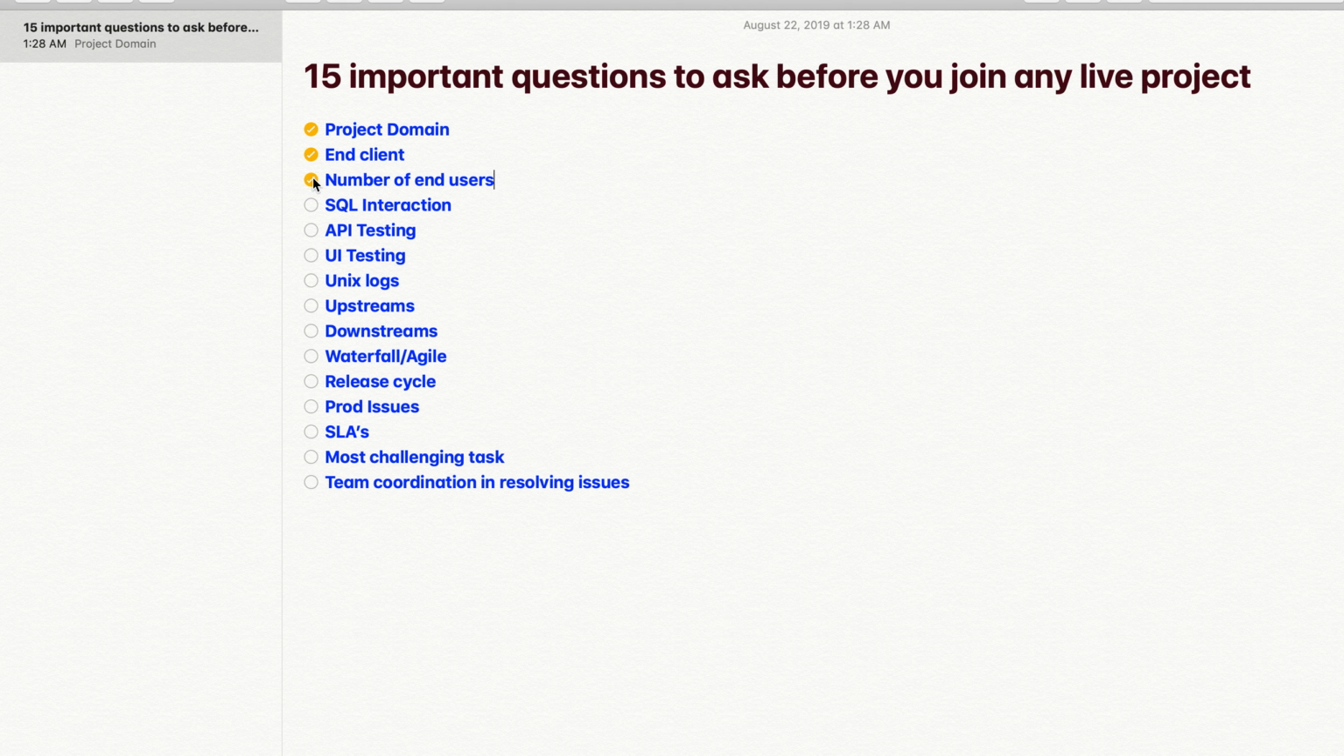All right. And the next one is SQL interaction. You might have to ask how much percentage of SQL interaction there is in this project. Some will have 20% SQL interaction, 20% being the minimum. Like, on the UI you see a value, you go to the database, write a query, and make sure that the value matches, something like that.